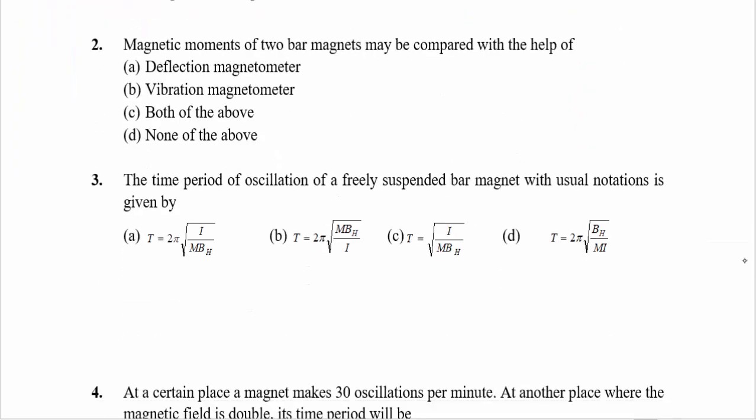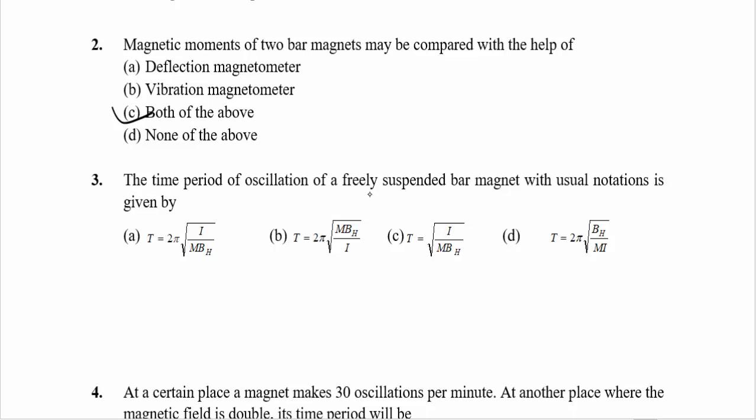Next question: magnetic moments of two bar magnets may be compared with the help of deflection magnetometer, vibration magnetometer, both of above, or none of the above. So here the option is both of above. Magnetic moments of bar magnets can be compared with the help of both the deflection magnetometer as well as the vibration magnetometer.